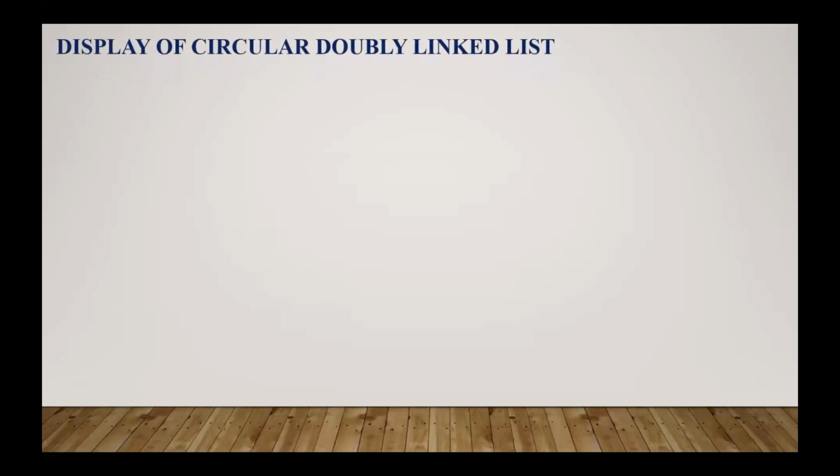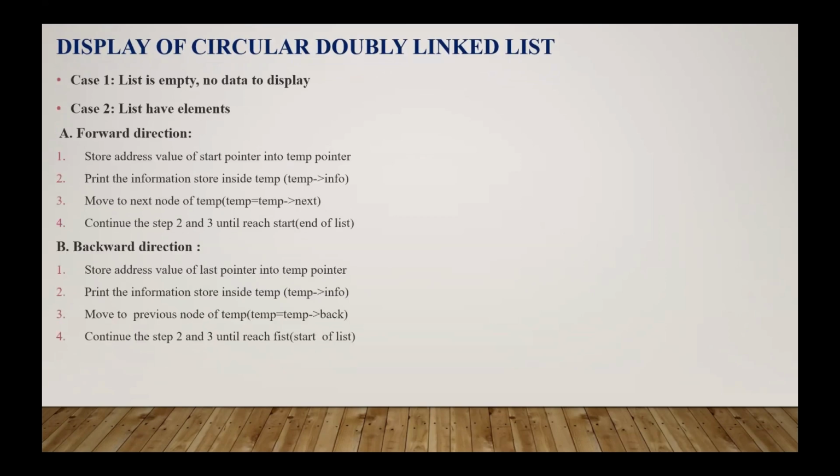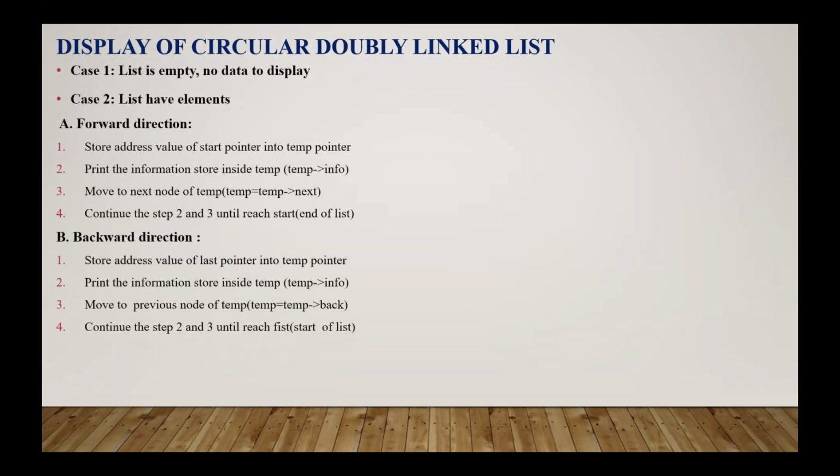Next, we have to follow how to display the circular double linked list. This is the algorithm you have to follow. For case one, the list is empty. There is no data to display, so we just print that the list is empty. Otherwise, the list has elements. As it is a double linked list, we can traverse in both directions. So we can print the data in a forward direction as well as in a backward direction.